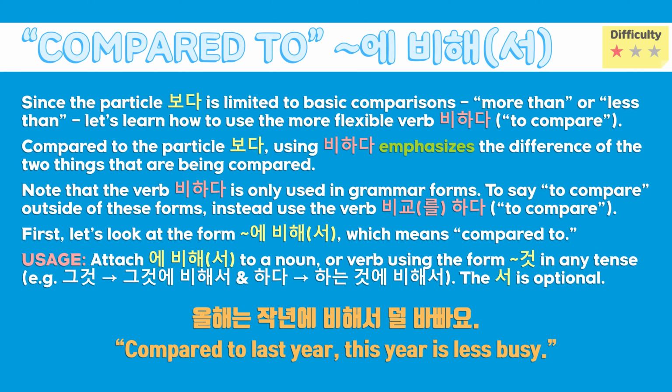First, let's look at the form 에 비해서, which means compared to. To use it, attach 에 비해서 to a noun or verb using the form 것 in any tense. So, 그것 could become 그것에 비해서, and 하다 could become 하는 것에 비해서. The 서 is optional. 올해는 작년에 비해서 덜 바빠요. Compared to last year, this year is less busy.